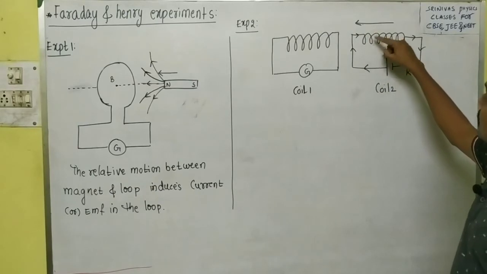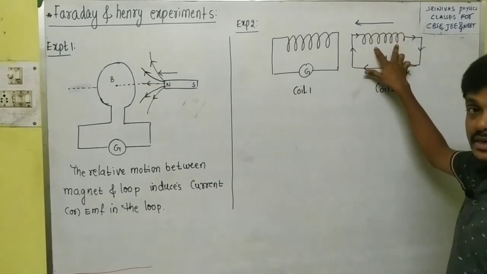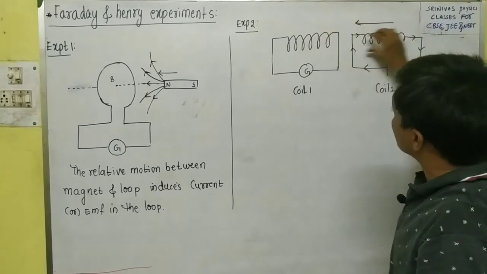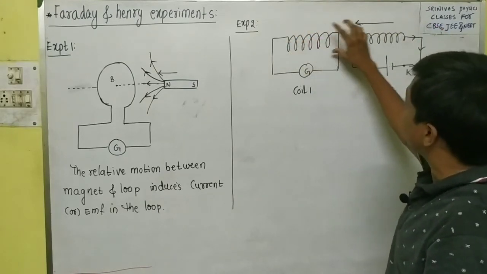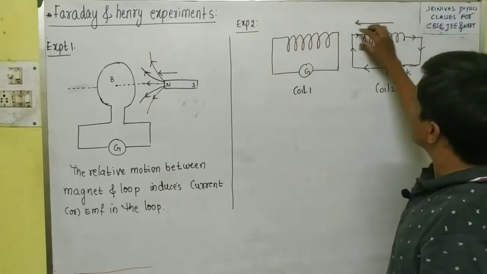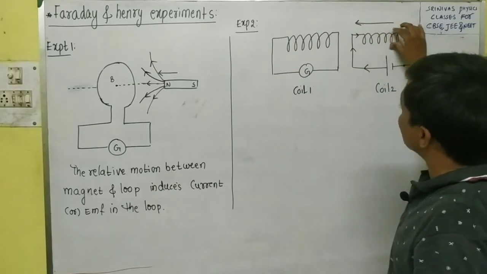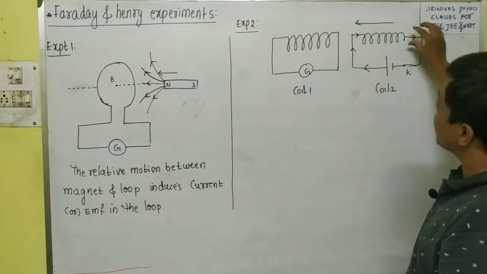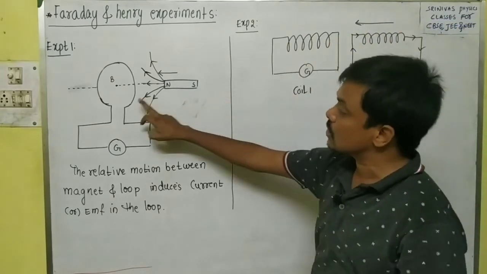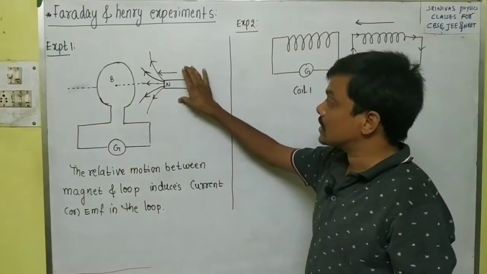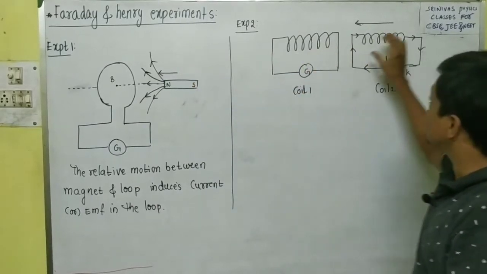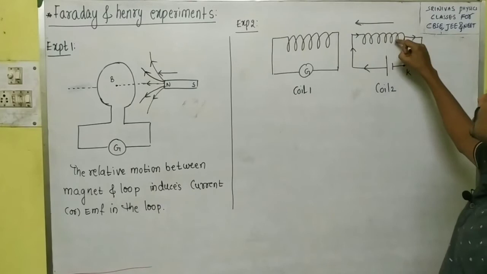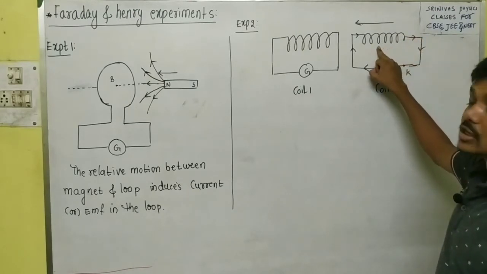When this current passes through this coil, it will act as a magnet. Now coil 2 is moved either towards coil 1 or away from coil 1. Then it will be exactly similar to the previous one, because there we took the direct magnet and here we are taking the indirect magnet, because whenever current passes through this coil, it also acts as a magnet.